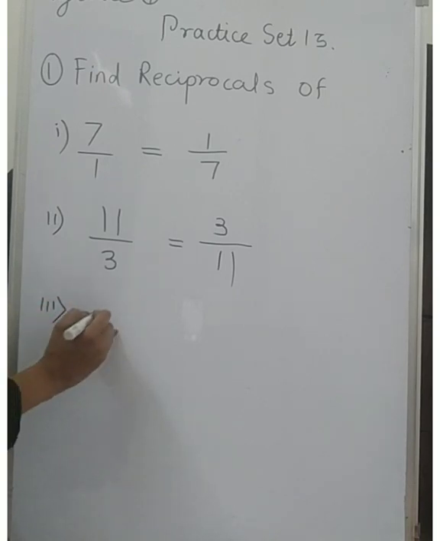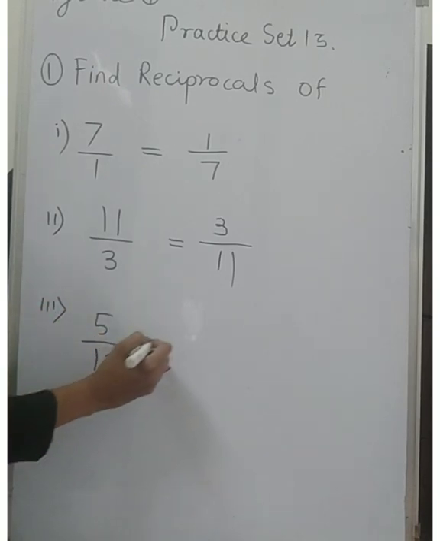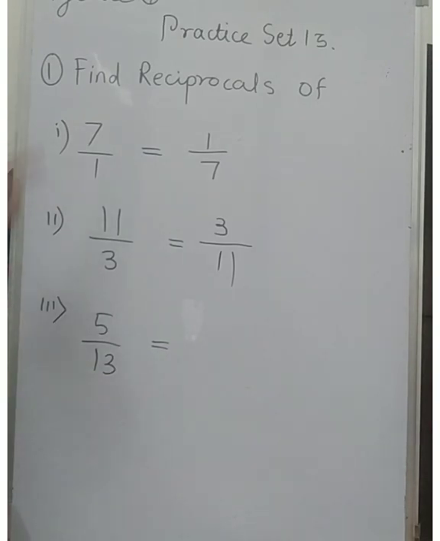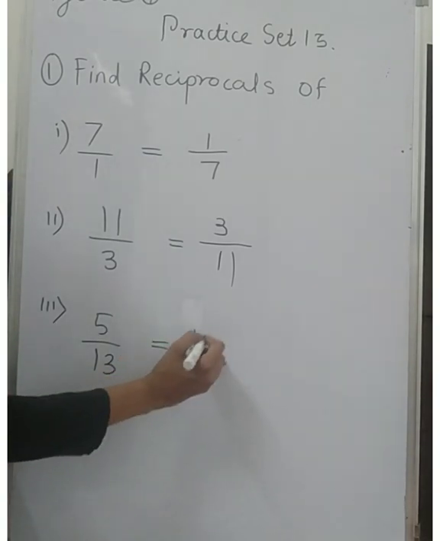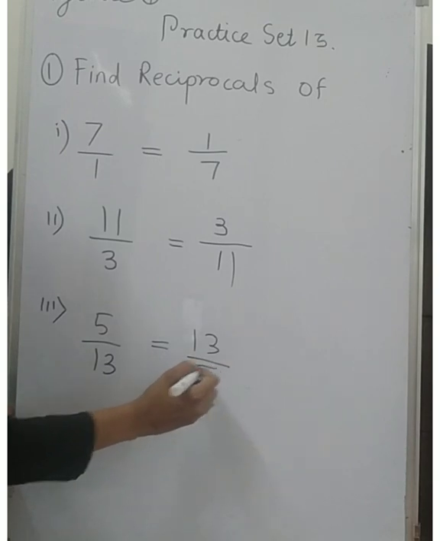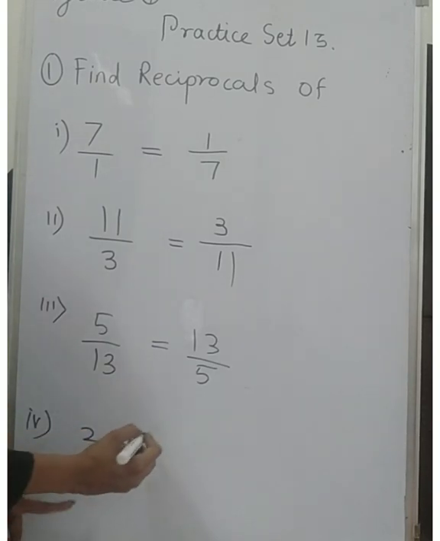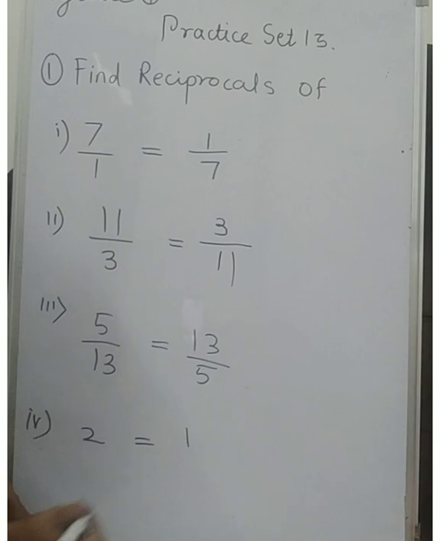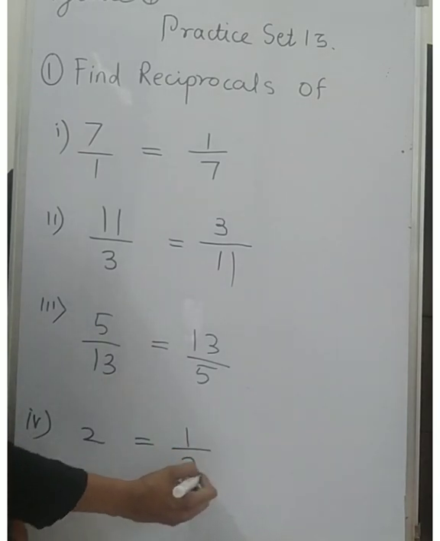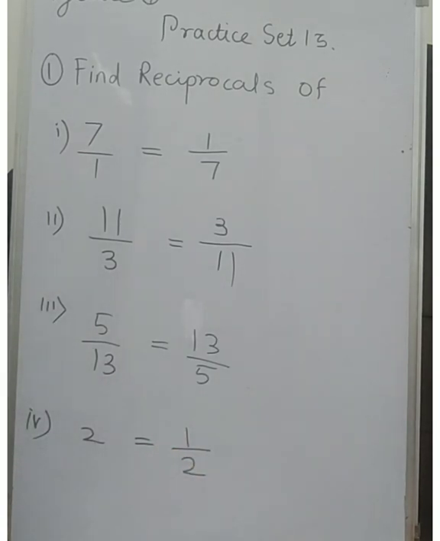Third question, 5 upon 13. I want you to write down all these questions, okay? Write down 13 upon 5. Fifth is 2. Again the denominator is 1. So it will be written as numerator and this 2 will be written as denominator. And the last is 6 upon 7. Its reciprocal will be 7 upon 6.